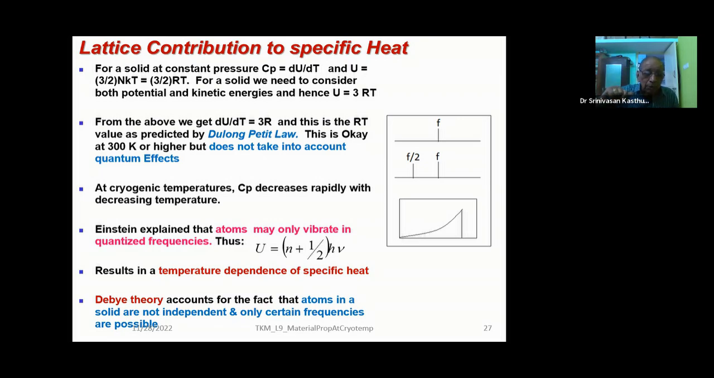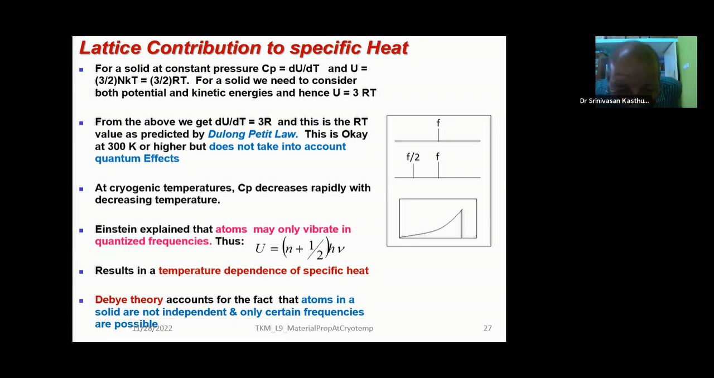Okay, what happens at low temperature? As you keep on decreasing the temperature, then Cp keeps on decreasing, comes down, comes down. How do you explain this? Einstein explained this. He said the atoms now vibrate in quantized frequencies, that is, specific frequencies. The atoms will now oscillate. What is the specific frequency? It is nu. It cannot vibrate in all frequencies. It can vibrate only in specific frequencies.